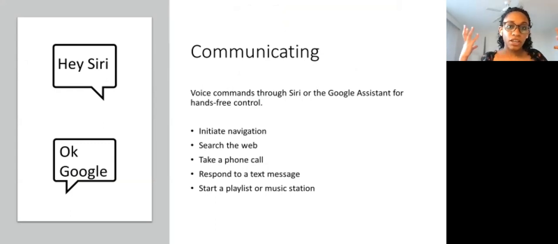So for communicating, you can use voice commands through Siri or the Google Assistant for hands-free control. And you can use this hands-free control to initiate navigation, to search the web, take a phone call, respond to a text message, or start a playlist or music station. So you'll just say, "Hey Siri," or "Okay Google," to start that initiation. And then also on your wheel, you'll have what looks like a person talking button to start your Siri or start your Google that way as well.